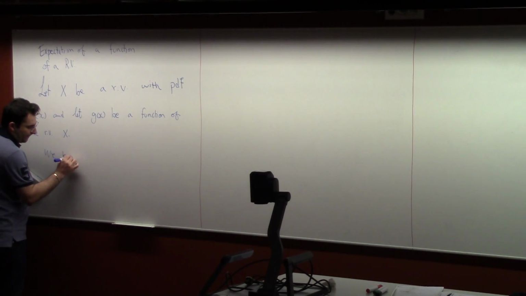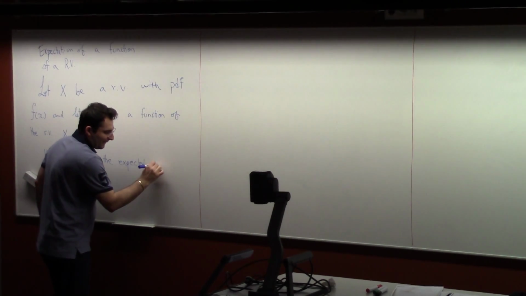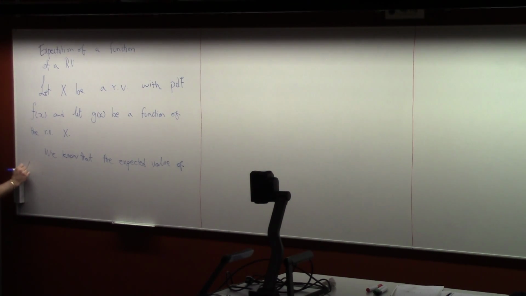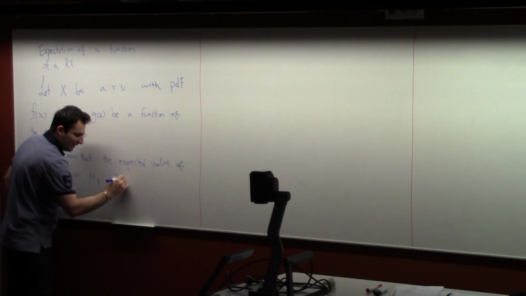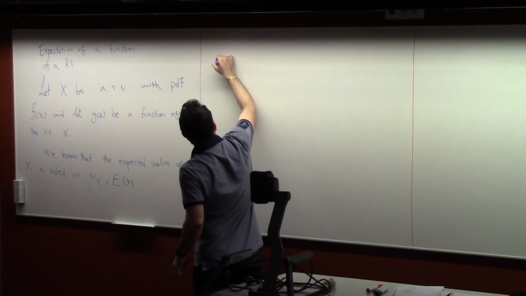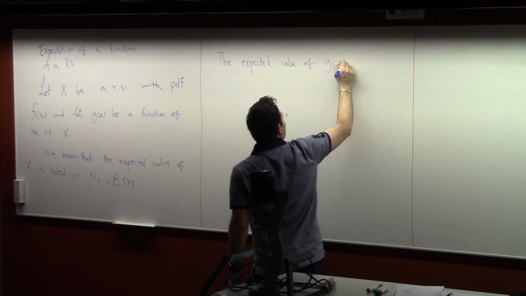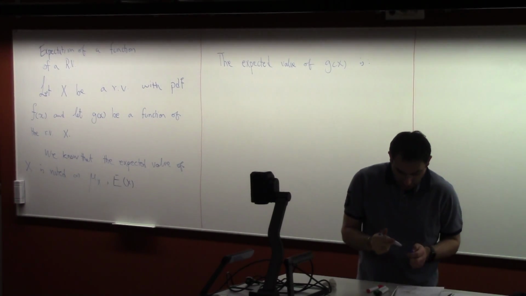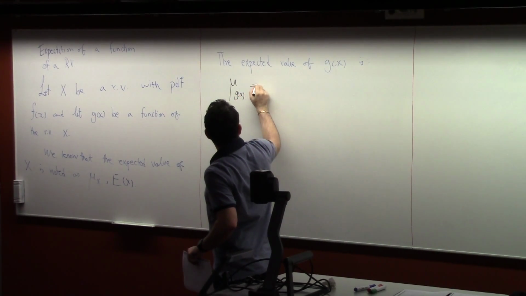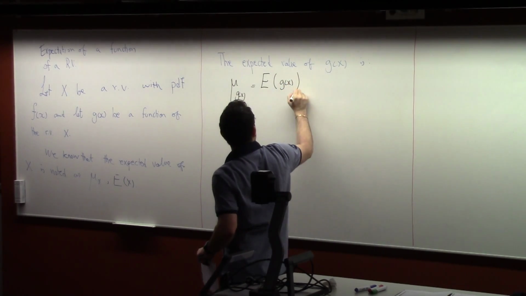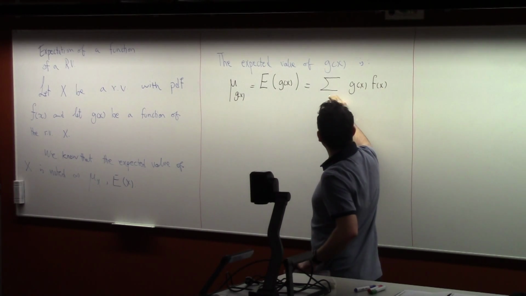We know that the expected value of random variable X is noted as mu of X or E of X. The expected value of g(x) means that we want to calculate what is mu of g(x) or E of g(x), which, if it is a discrete random variable, will be g(x) multiplied by f(x) for all x values.